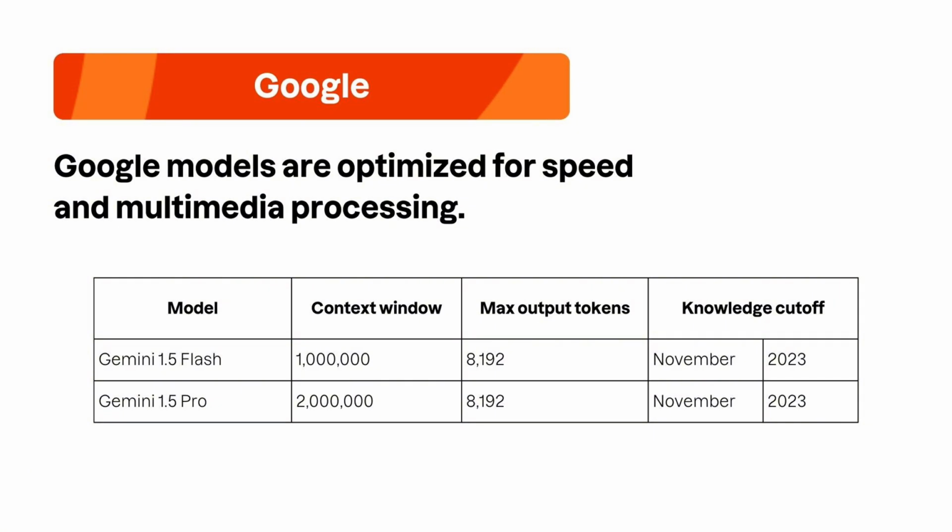Google's models, Gemini 1.5 Flash and Gemini 1.5 Pro, are optimized for speed and multimedia processing. Gemini 1.5 Flash has a context window of 1 million tokens and a max output count of 8,192 tokens. Gemini 1.5 Pro has a 2 million token context window and a max output token count of 8,192 tokens. Both Gemini models' knowledge cutoff is around November of 2023.